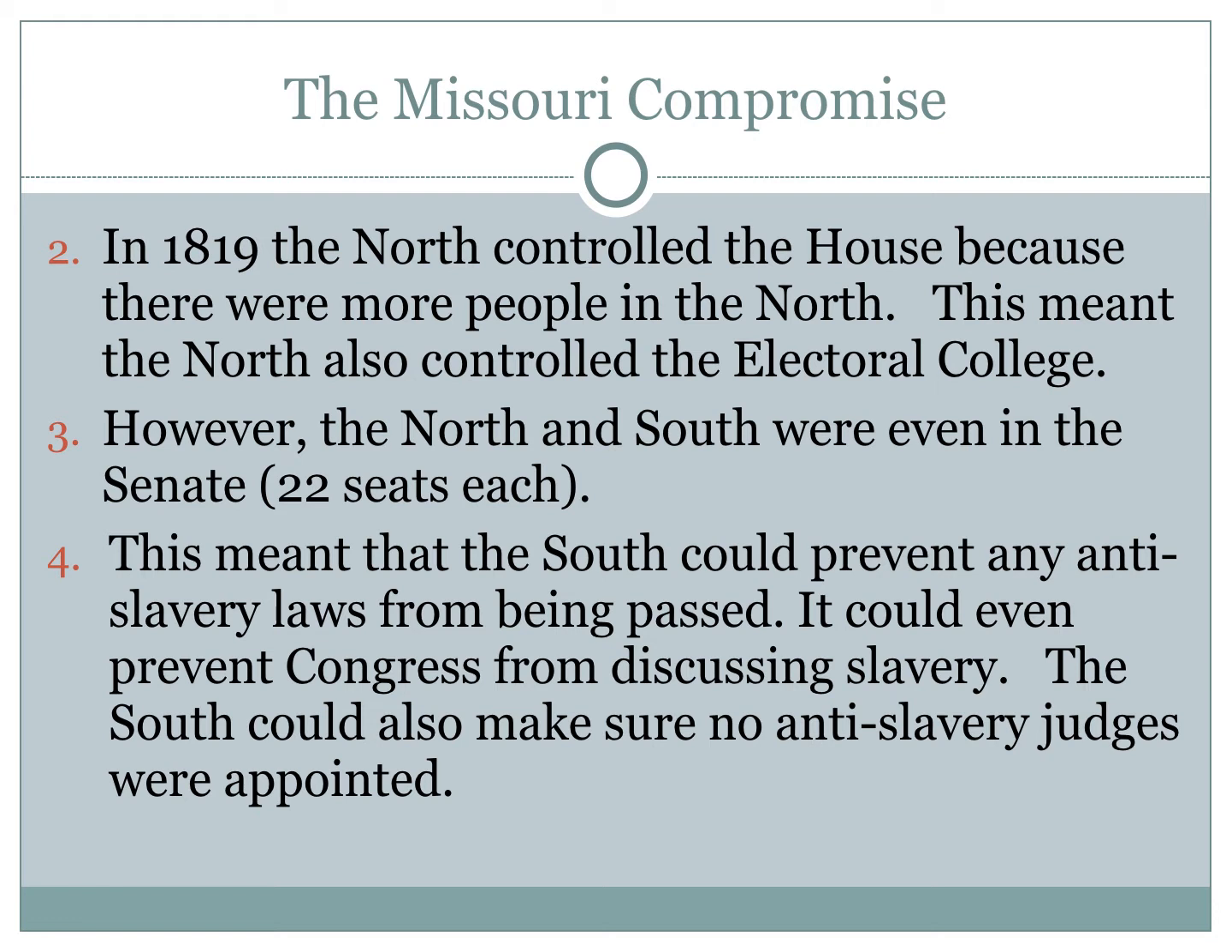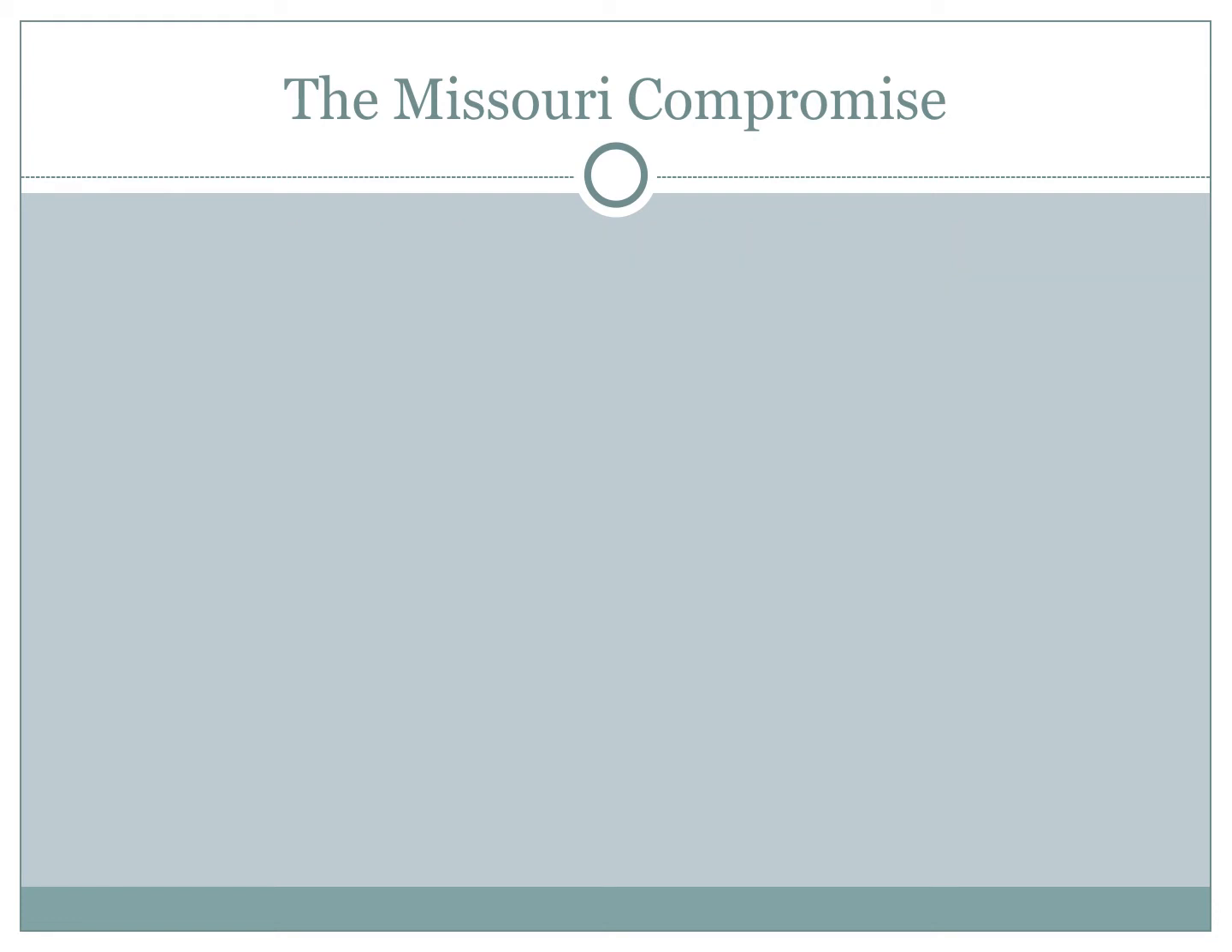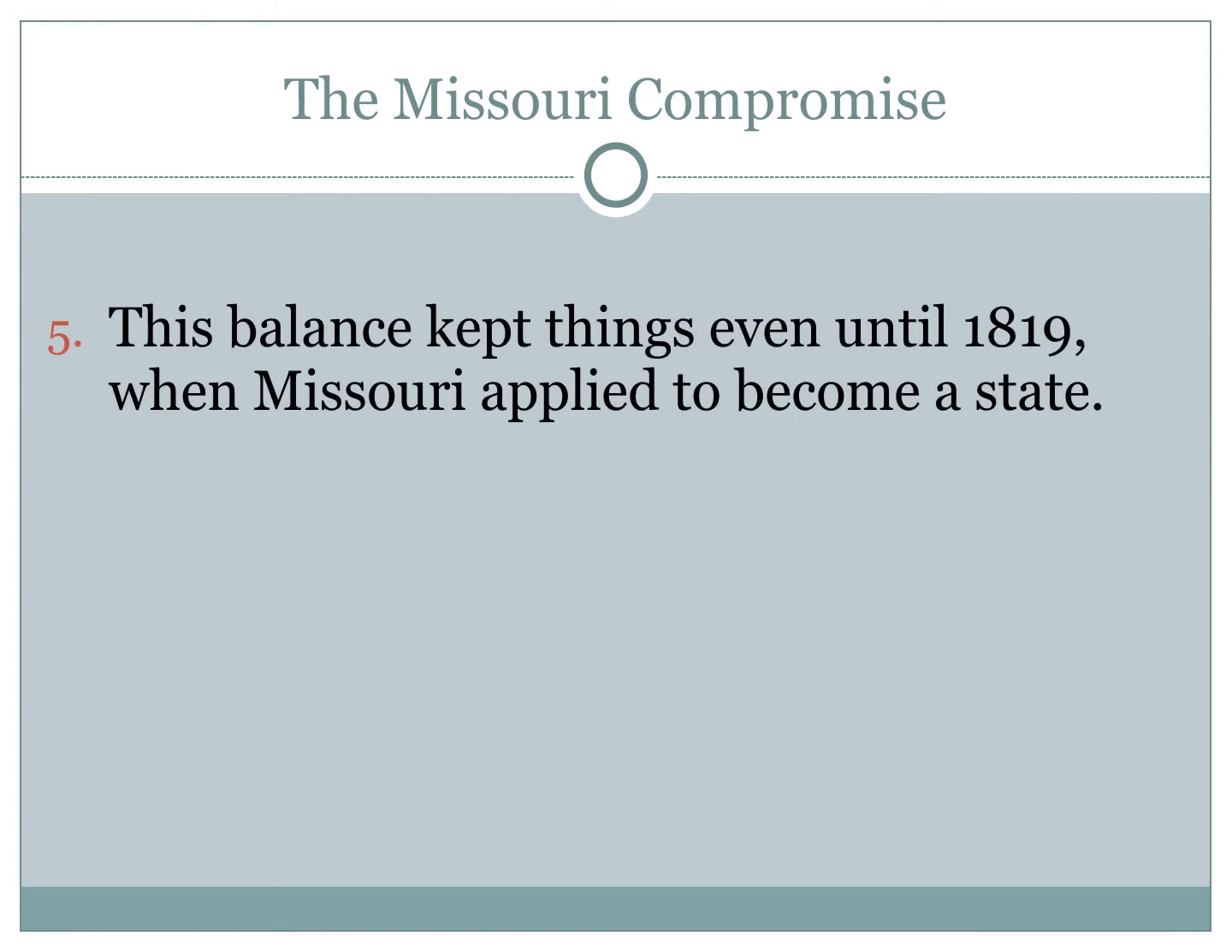The Senate was also in charge of approving judges who the president appoints. So these Southern senators could also keep the president from appointing any judges that had anti-slavery views. So again, for the South, that balance in the Senate was incredibly important. It was how they kept the North from dominating. And this balance kept things even between the North and the South until 1819.